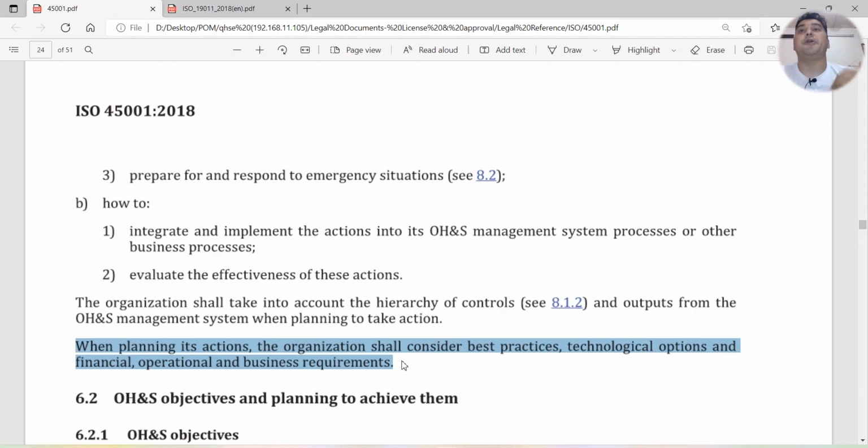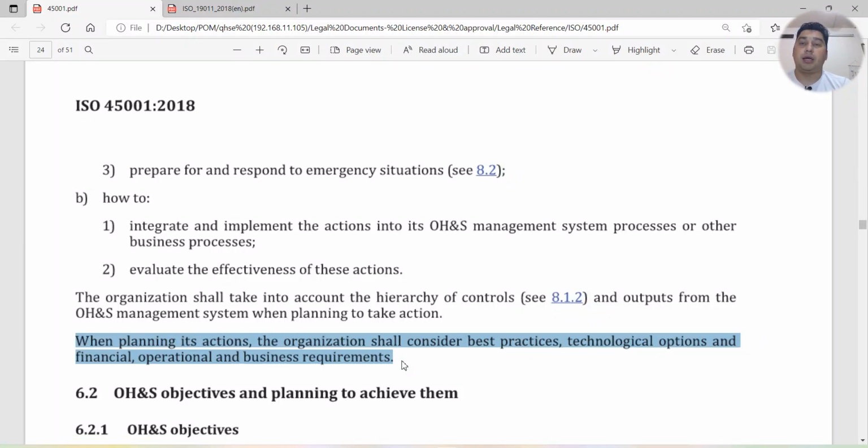So when you are considering the control measures, what are the best practices? Let's say that you are working in a construction company. If you compare with some of the best construction companies, what control measures have they implemented? If you visit their company website, they will post their control measures and how they are communicating with people. These are the best practices that you can also implement in your organization to control the hazards. Technology options can also be considered. Financial, definitely you need the financial support. Operational and business requirements. You can consider these whenever you are implementing any control measures.